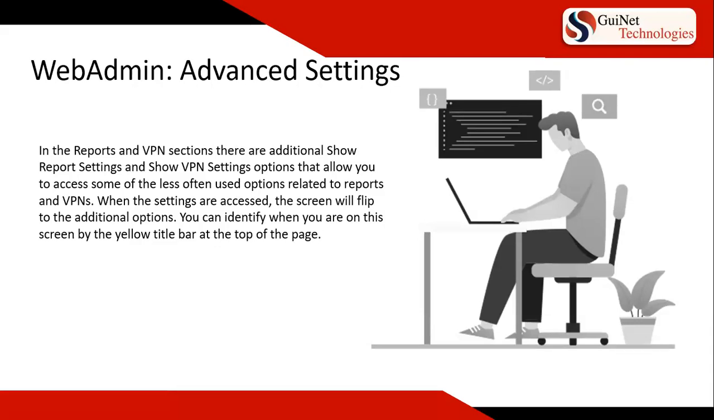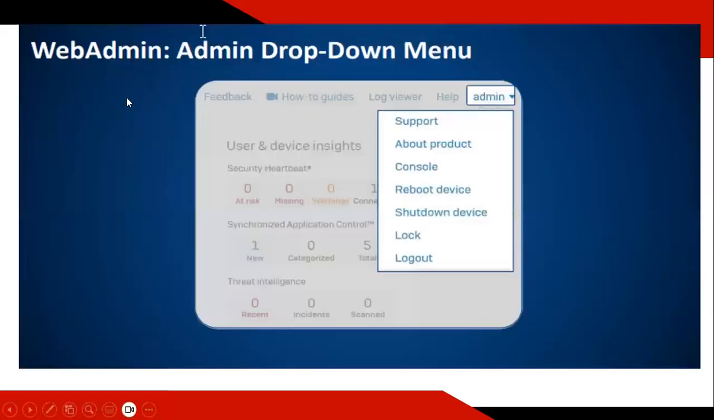So whenever you click this, it will change from blue to yellow, and it will flip the screen, and you will get those options. So you can identify when you are on the screen by the yellow title bar on the top page. All right. So on the right hand side, you will find the admin options.